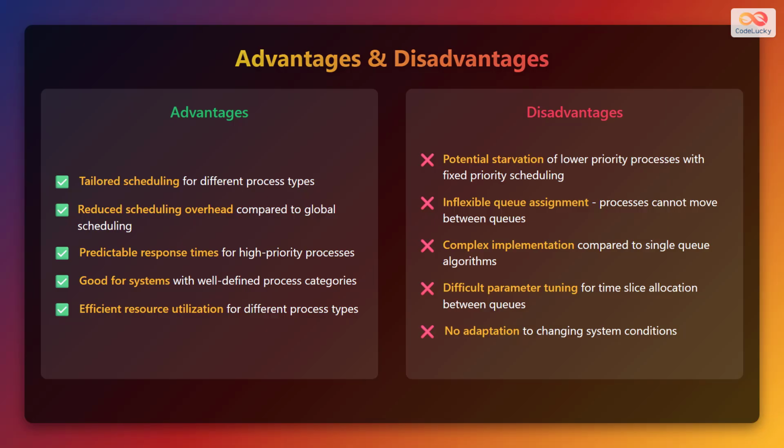These include the potential starvation of lower priority processes with fixed priority scheduling, inflexible queue assignments where processes cannot move between queues, complex implementation compared to single queue algorithms, difficult parameter tuning for time slice allocation between queues, and the absence of adaptation to changing system conditions.